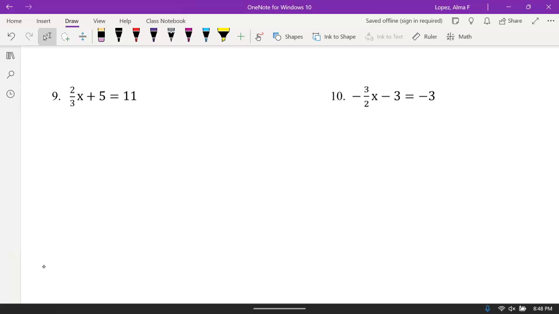All right, let's go ahead and I want to get rid of the fraction appearance on this one. So we're going to multiply through by the least common denominator, which is 3. So I'm going to multiply every single piece by 3. And again, because I'm working with fractions, I'm going to make them all fractions.